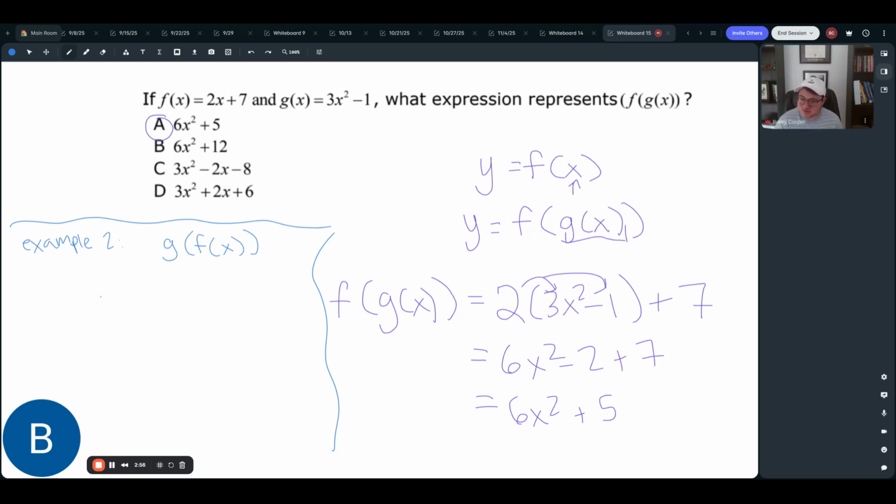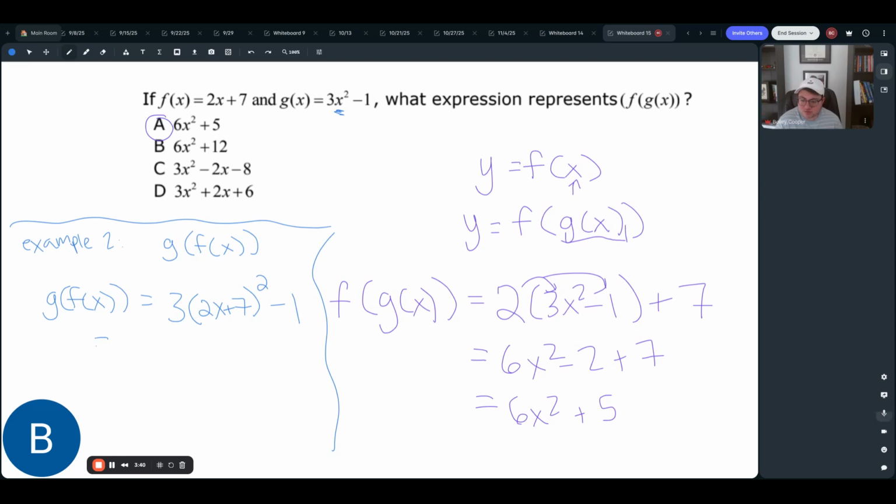So 3, 2, 1. Okay, here's the solution. So all this means is we're going to take our function 3x squared minus 1, but instead of x, we're going to replace the x in this one with the entire expression from f of x. So this g of f of x is going to turn into 3, and then parentheses 2x plus 7 squared minus 1. So you can see everything else is staying the same. The only thing we're doing is replacing x with the entire expression from f of x instead.